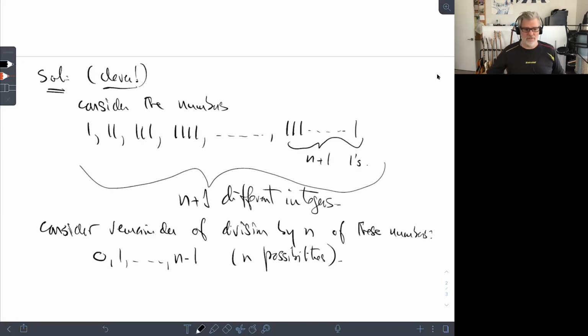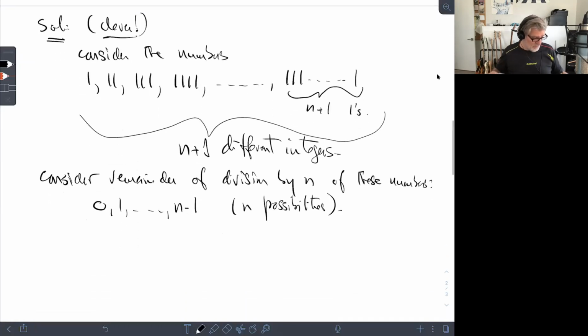Everybody agrees with this for sure, right? Division algorithm. So if you divide any of these numbers by n, you look at the remainder, it is a number between 0 and n minus 1. So there are n possibilities, and we have n plus 1 numbers. Pigeonhole principle says 2 of them must have the same remainder, right?